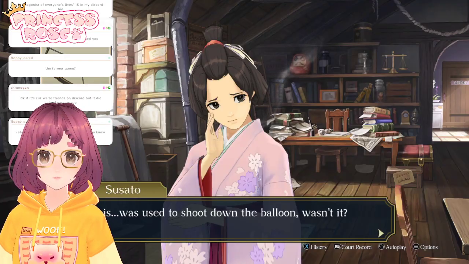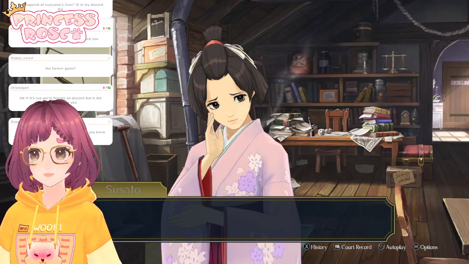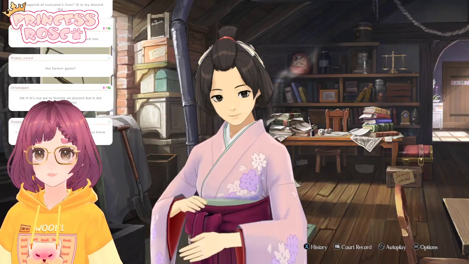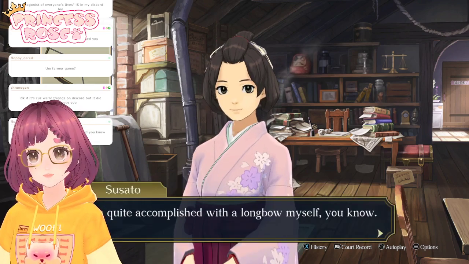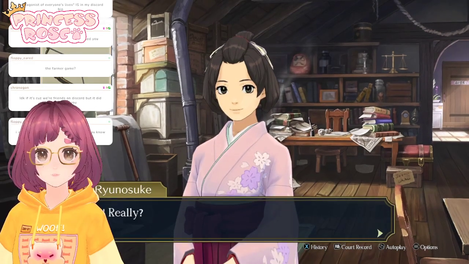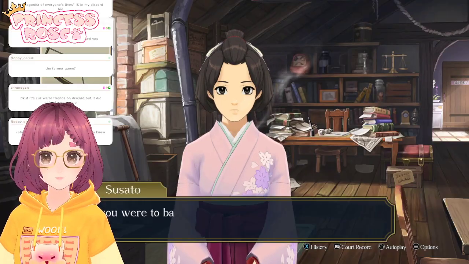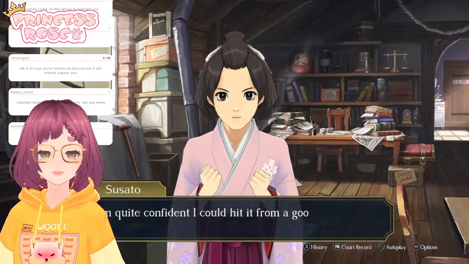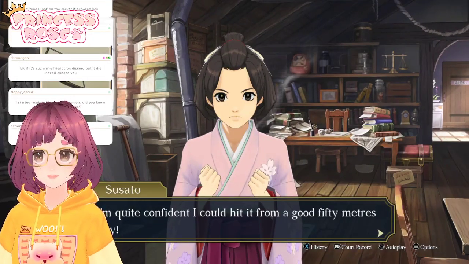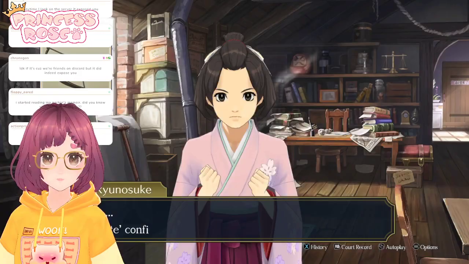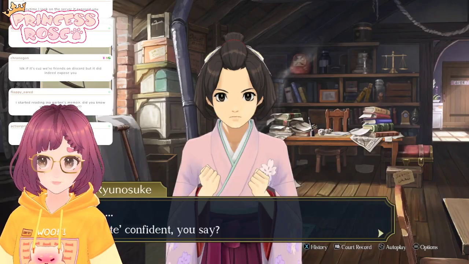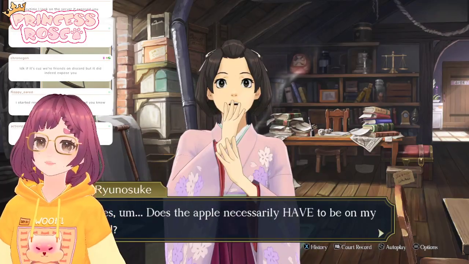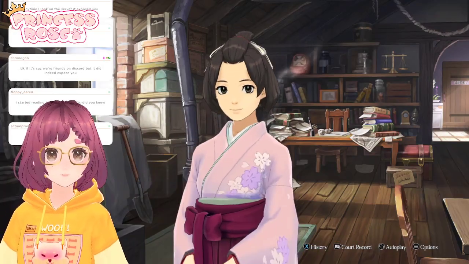This was used to shoot down the balloon, wasn't it? Yes, with a flaming arrow. It was quite a formidable weapon. I'm quite accomplished with a longbow myself, you know. No, really? If you were to balance an apple on your head, Mr. Naruhodo, I'm quite confident I could hit it from a good 50 meters away. Quite confident, you say? Does the apple necessarily have to be on my head?